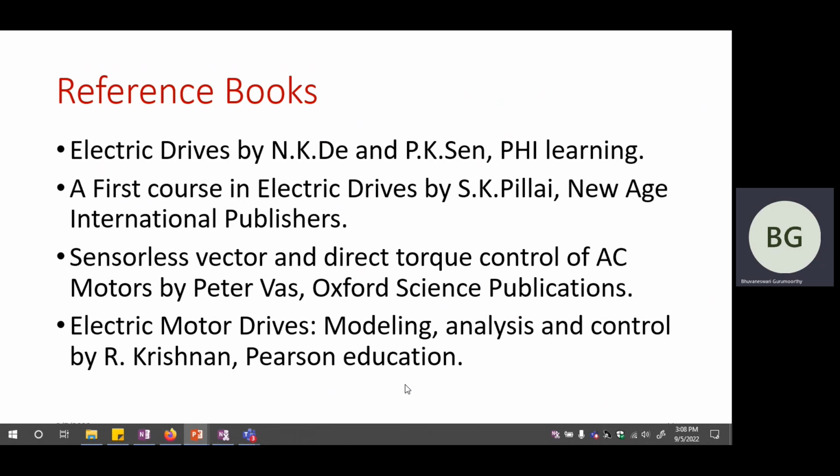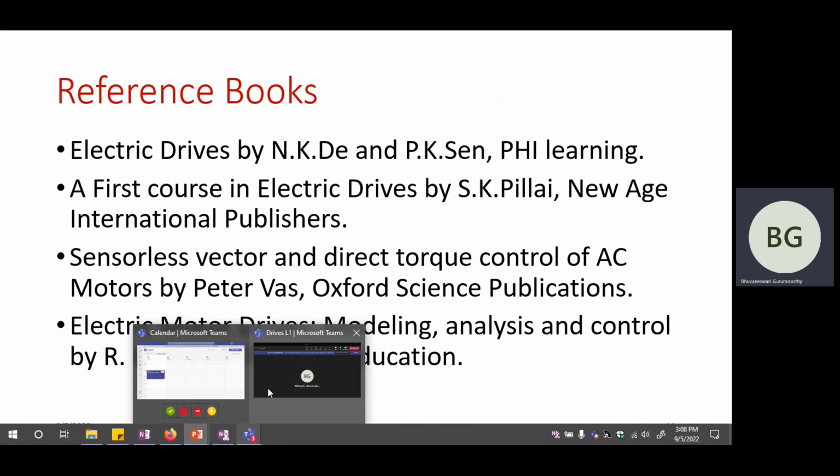Apart from that, I also would recommend Professor Ned Mohan's books. There are two books written by him. One is Electric Drives: An Integrative Approach. There is another book called Advanced Electric Drives. Both these books are extremely well written. Many simulation problems are given in those books based on Simulink MATLAB. So I would strongly recommend that you read those books as well.